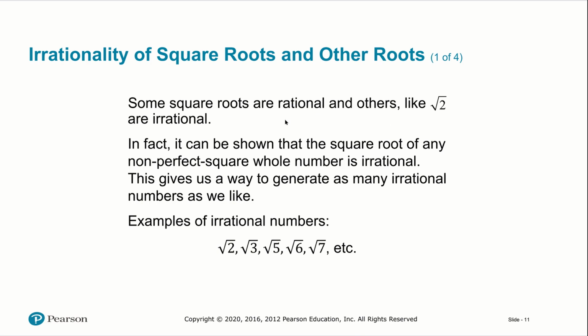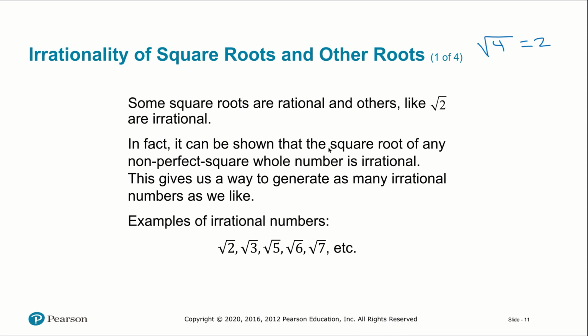Now, the square roots of some numbers are rational. For example, let's take the square root of 4. Well, that's just 2, which of course is a rational number because it's in fact a whole number, a natural number, an integer, and we can write a 1 under it, so therefore it's rational, right? But the square root of numbers like square root of 2, they are irrational.